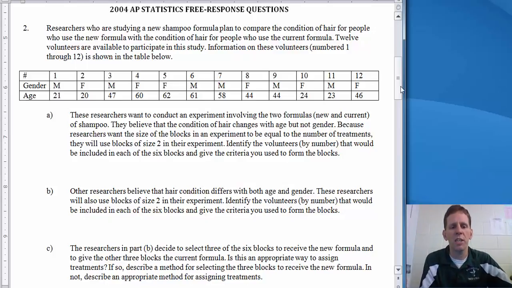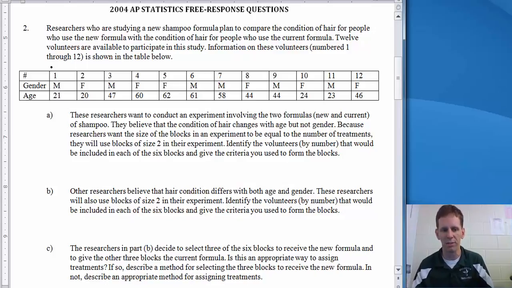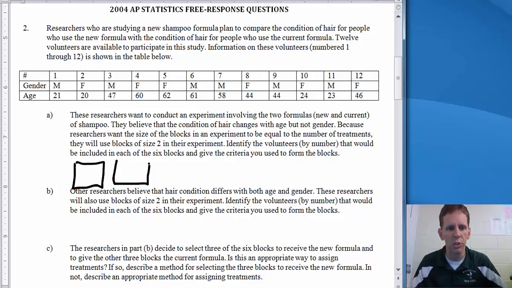Because researchers wanted the size of the blocks in an experiment to be equal to the number of treatments, they will use blocks of size 2 in their experiment. Identify volunteers by number that would be included in each of the 6 blocks and give the criteria you used to form the blocks. We are going to make 6 blocks, and inside these blocks will be 2 people each.